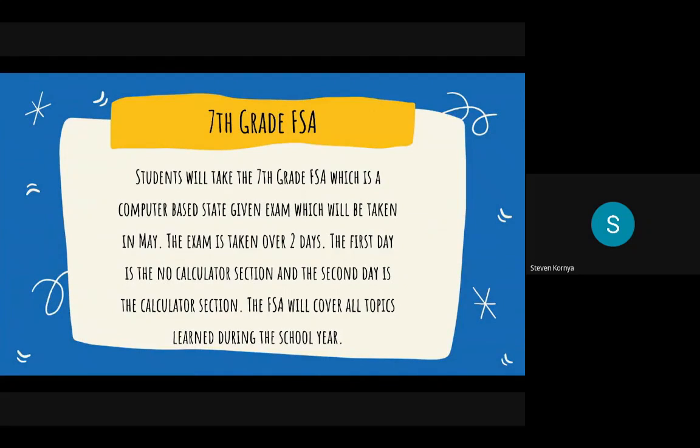At the end of the 21-22 academic year, students will take the 7th grade FSA. The FSA is a computer-based state-given exam which will be taken in May over 2 consecutive days. The first day is the no calculator section, and the second day is the calculator section in which students will be permitted to use calculators. The FSA will cover all topics and standards 7th graders have learned during the 21-22 school year.